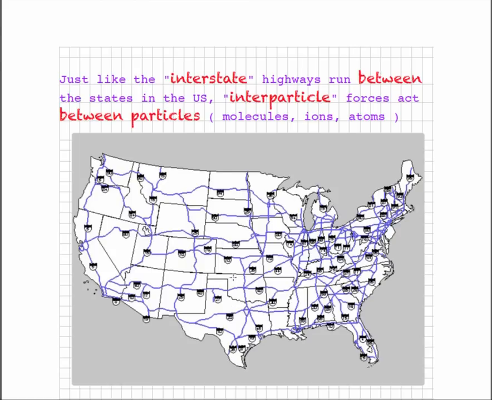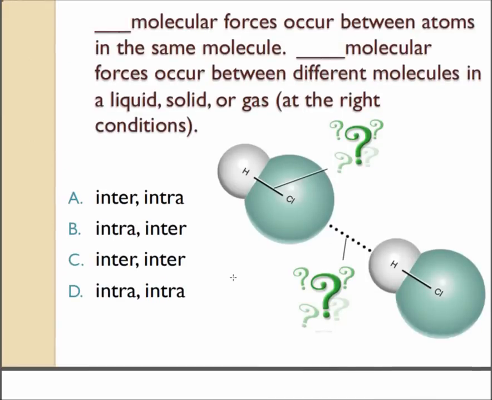But I'm saying, in a similar way, if I look at the forces within a molecule of HCl, that's the intraparticle force. But between two particles of HCl, that's inter. So what does it say here? Occur between atoms of the same molecule. How about intra? And then intermolecular forces occur between the molecules of different molecules in the sample. So what did I say? Inter. Yes, got it right.